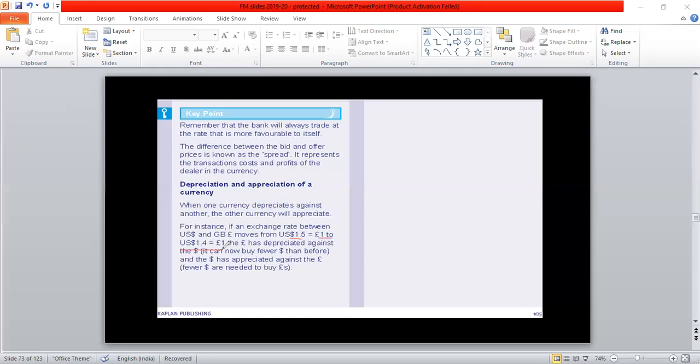So which one has depreciated? The pound has depreciated. Earlier, they were receiving $1.5 for every single pound. Now they are getting a lesser quantity. The ability of their pound is reduced. They are getting less value. It can now buy fewer dollars than before, and the dollar has appreciated against the pound. Fewer dollars are needed to buy pounds.